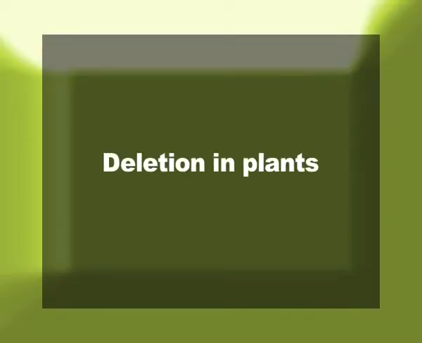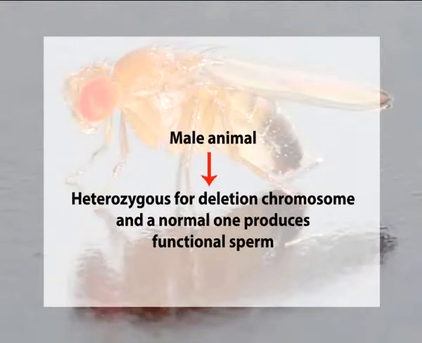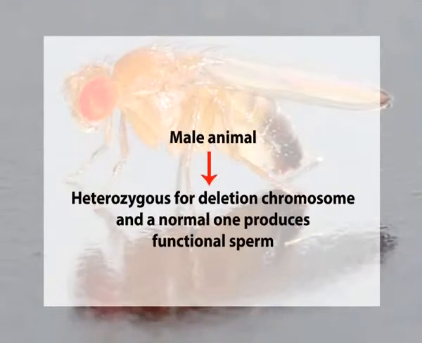Deletions in plants. As far as plants are concerned, an interesting difference between animals and plants is revealed by deletions. A male animal that is heterozygous for a deletion chromosome and a normal one produces functional sperm carrying each of the two chromosomes in approximately equal numbers.